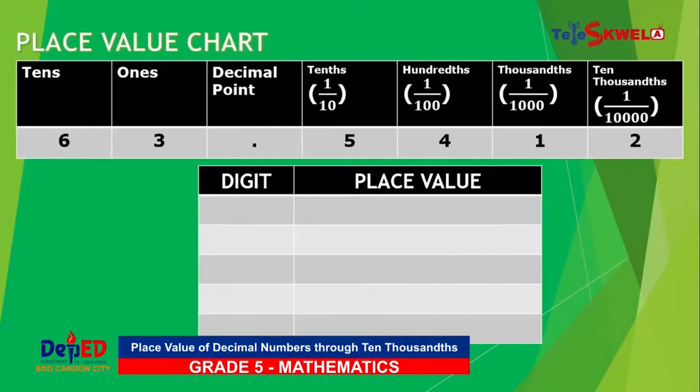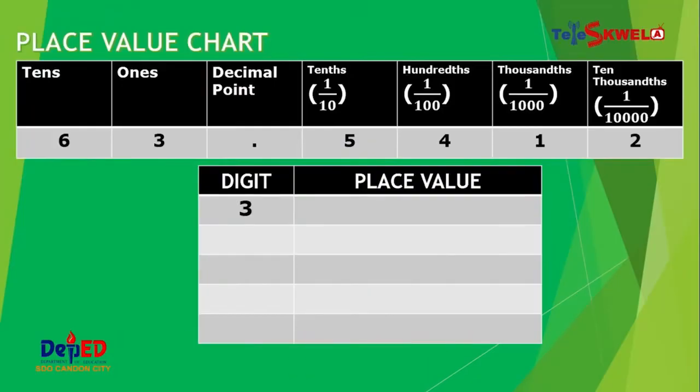Examine the place value chart closely. At what column can we find 3? Good! It's under the ones column. So, the place value of 3 is ones. Where is 5 in the chart? Correct! It's in the tenths column. The place value of 5 is tenths.